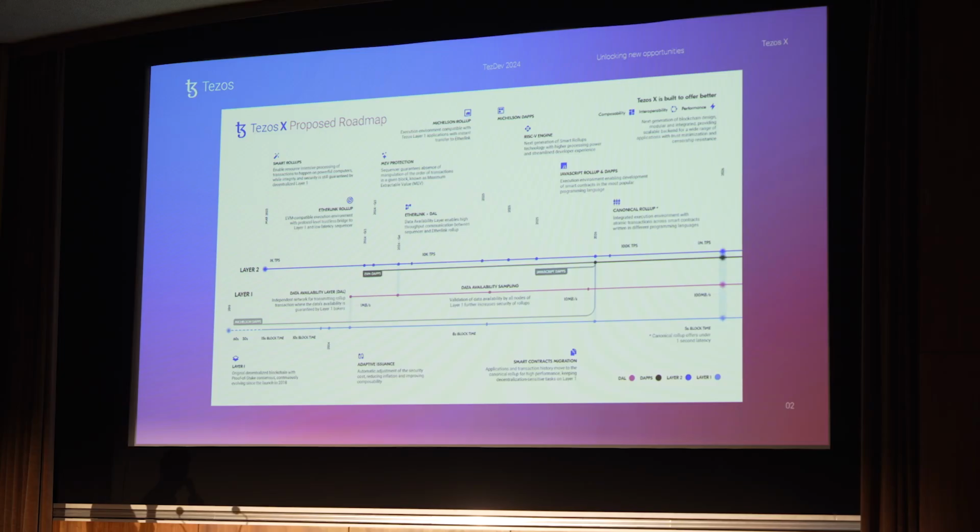And on the layer 2 side, we're starting out with Smart Rollup and the EtherLink Rollup, which is in beta now on mainnet, but we'll have an official launch coming soon. And then there's quite a bit of development that's coming here.